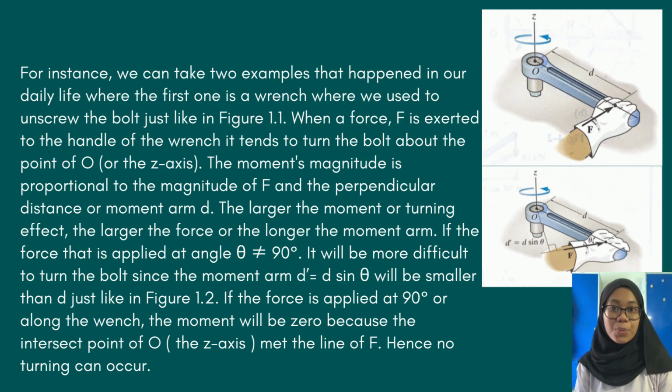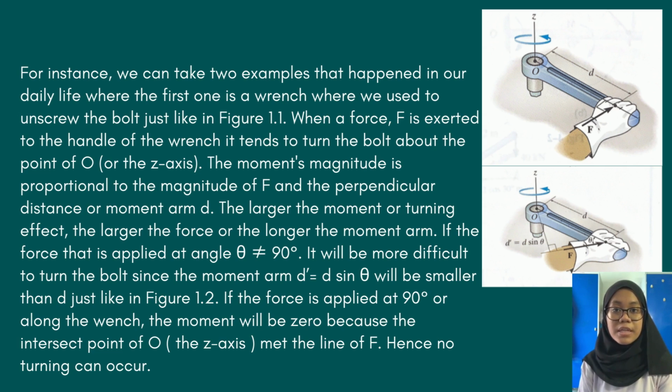For instance, we can take two examples that happen in our daily life, where the first one is a wrench that we use to unscrew a bolt, just like in figure 1.1. When a force F is exerted on the handle of the wrench, it tends to turn the bolt about the point O. The moment's magnitude is proportional to the magnitude of F and the perpendicular distance or moment arm d. The larger the force or the longer the moment arm, the larger the moment or turning effect.